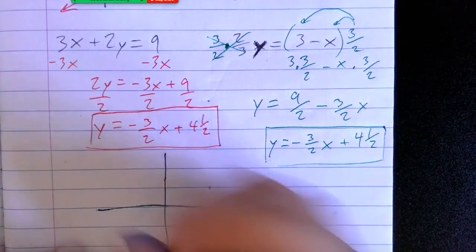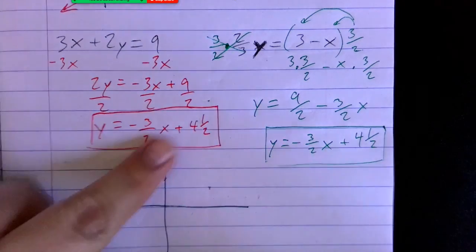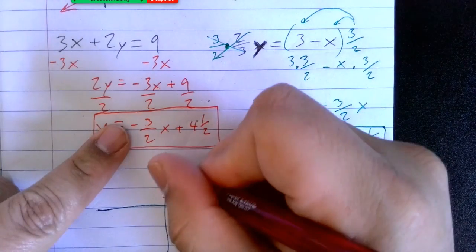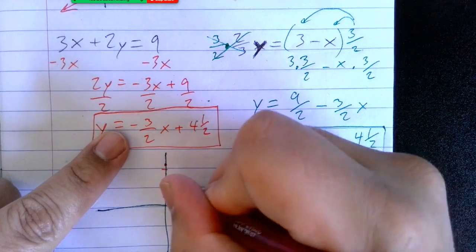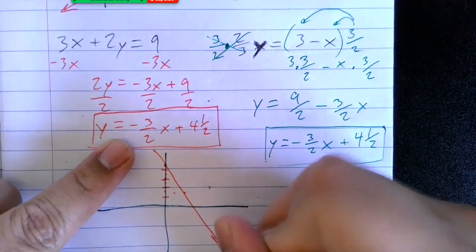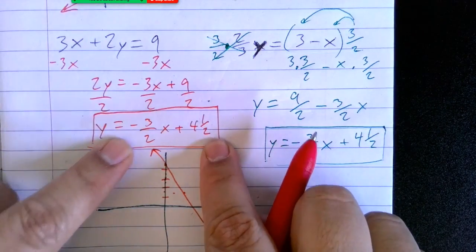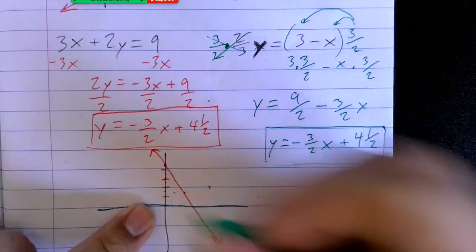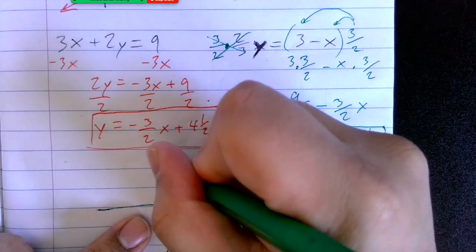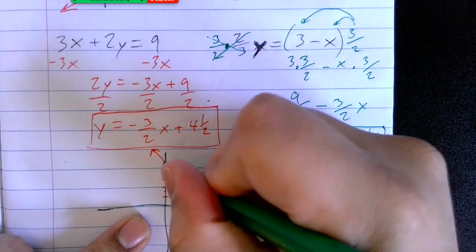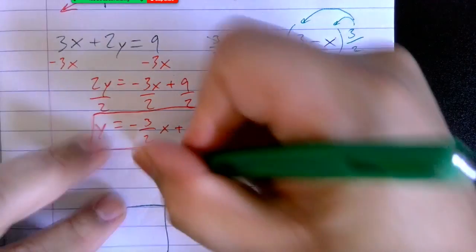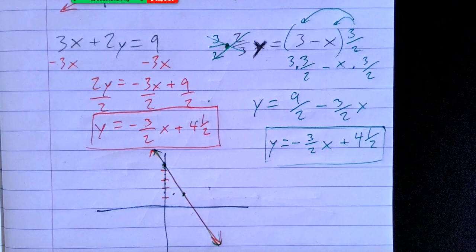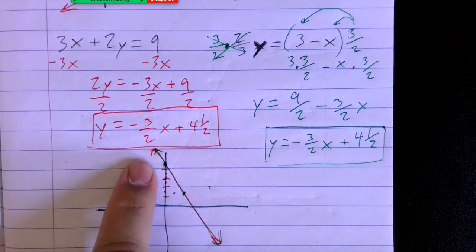Okay? Here's what this looks like if I graph it. I'm going to start at 4.5. 1, 2, 3, 4.5. Down 3. 1, 2, 3, over 2. Okay, there's my line. There's my first graph for the first line. Here, 4.5. 1, 2, 3, 4.5. Negative 3 over 2. 1, 2, 3 over 2. There's my second line. Okay, if you notice, they are in exactly the same spot.